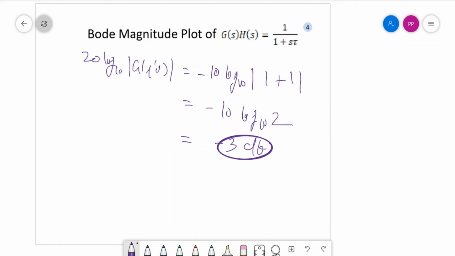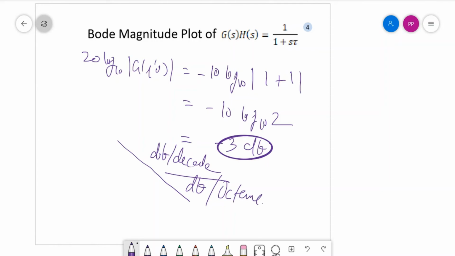As we understand, the slope of the magnitude plot for every change of frequency by a factor of 10 is defined as decibels per decade, as we defined earlier, and the slope of the magnitude plot for every change of frequency by a factor of 2 is defined as decibels per octave. You should keep that in mind, because the slope is the same, but if you write it in decibels per decade its value will be different, and if you write decibels per octave its value will be different. So when you write the slope of the asymptote, you should be careful about the unit. Next we can find out the value of the error at half the frequency or double the frequency.